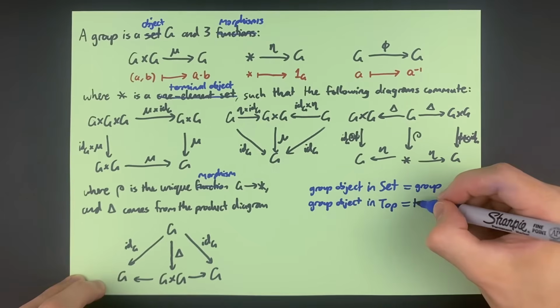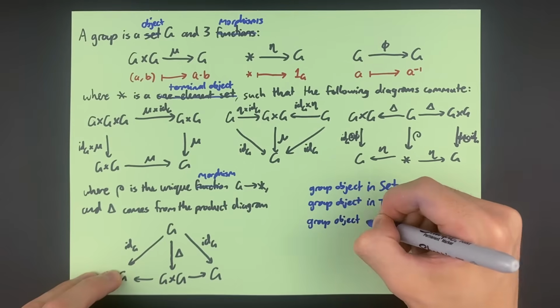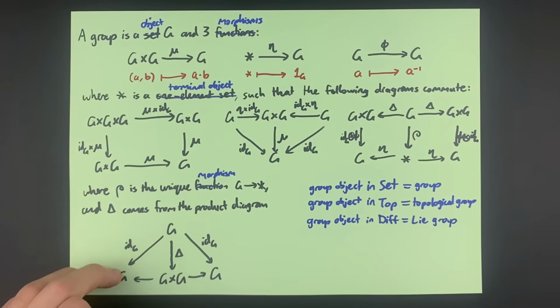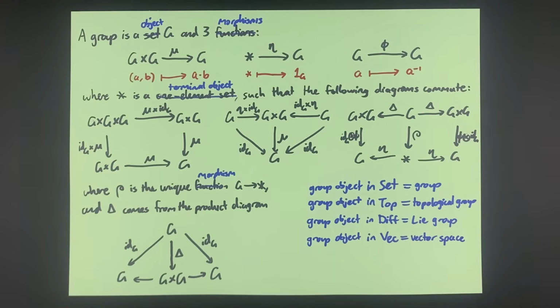It's something called a topological group, a group where the operation is a continuous map. There's plenty of great examples of these, for instance groups of invertible matrices. A special case of this is Lie groups, which are group objects in the category of differential manifolds. What's a group object in the category of vector spaces? It's just a vector space. It turns out the group operation just ends up being vector addition.